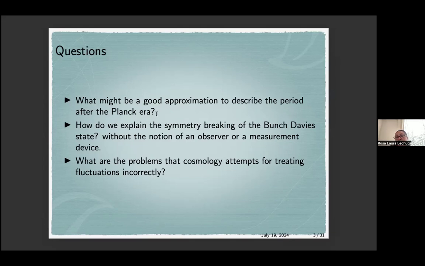So in that sense, let us address this first question, and then in this lecture we try to explain how we could explain the breaking of symmetry of the Bunch-Davies state. Because yesterday we discussed the collapse and the role that the collapse plays in this case, and collapse could be responsible for breaking the Bunch-Davies symmetries.